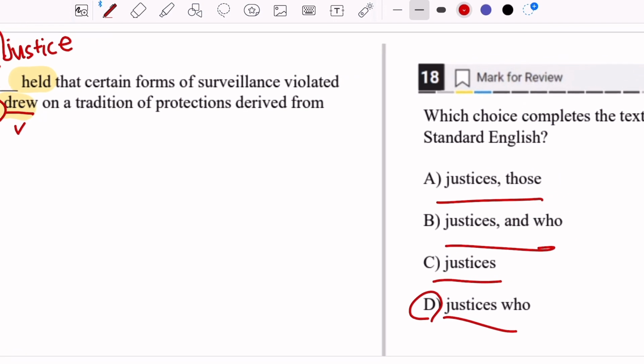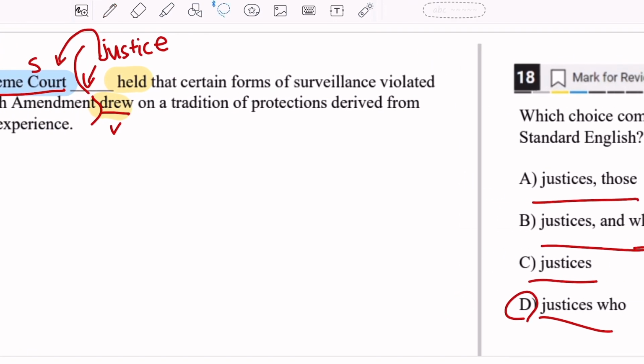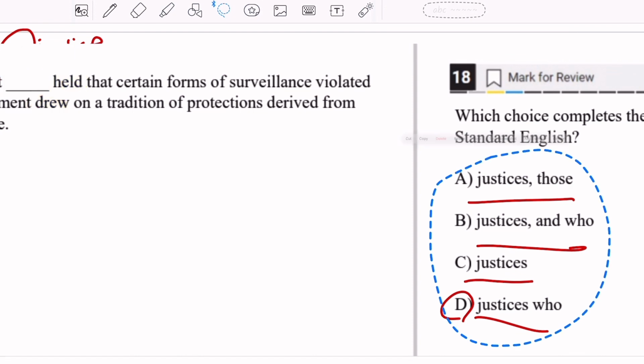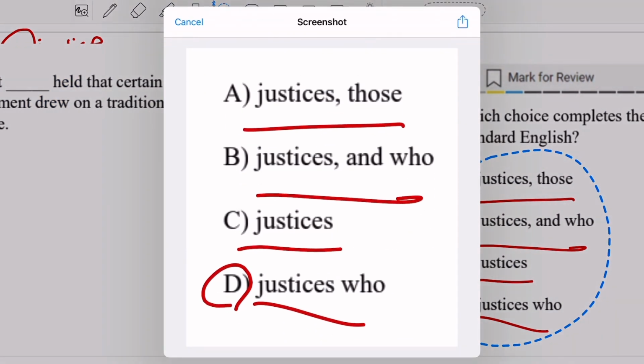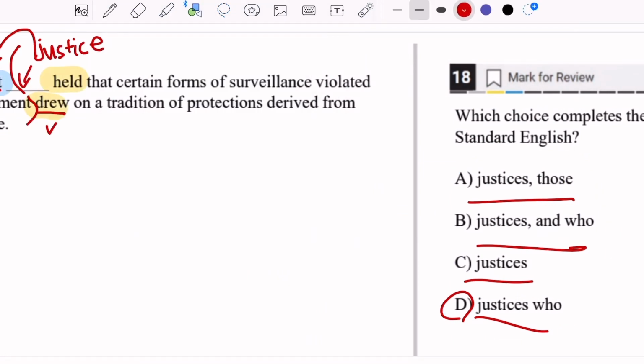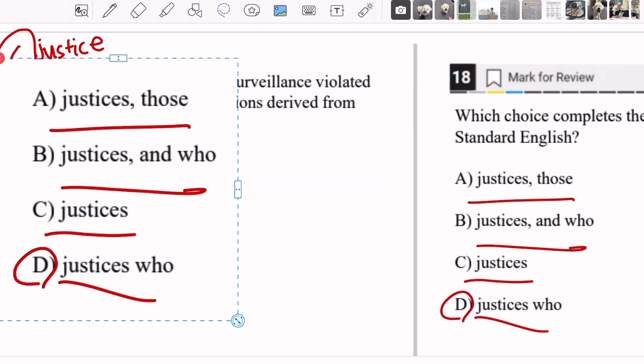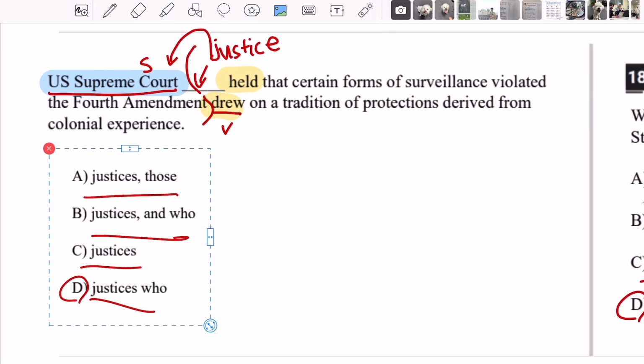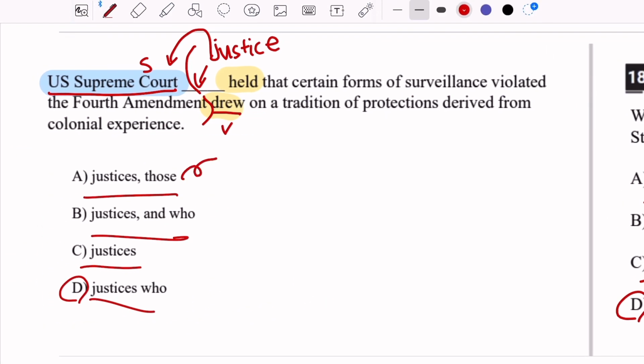it's a subject. If it's A, okay, let me screenshot it and copy it to here. Okay, so when you say A is the answer, it would be the U.S. Supreme Court justice. The U.S. Supreme Court justice held true, like this. So this is not the answer.